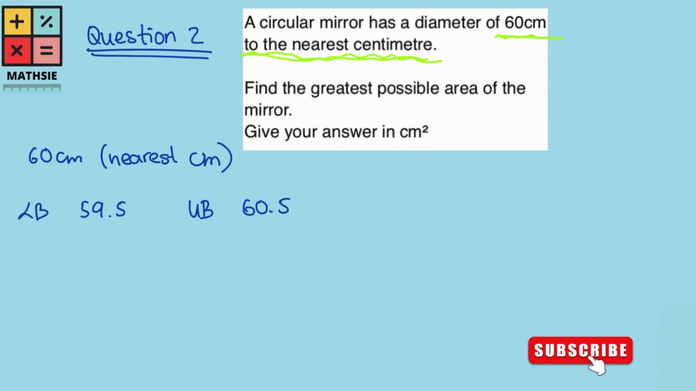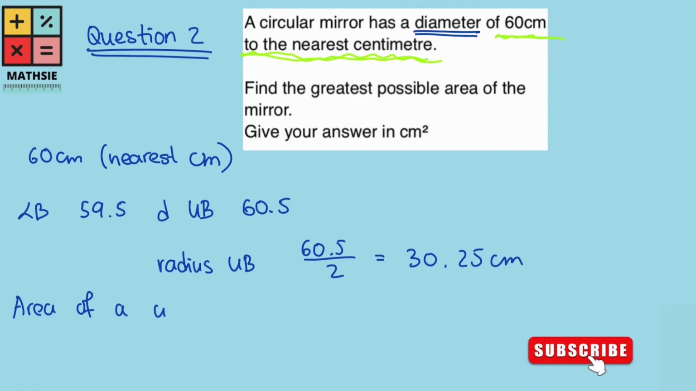Now, in order to find the radius, we know that we need to halve, because remember, this is the diameter. So the diameter upper bound is 60.5. So the radius upper bound will be 60.5 divided by 2, which just gives me 30.25 centimeters. Now that I have the radius, I know how to find the area. Remember, we find the area of a circle as pi times the radius squared.